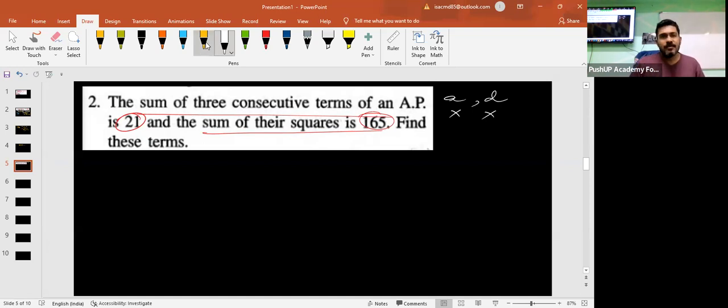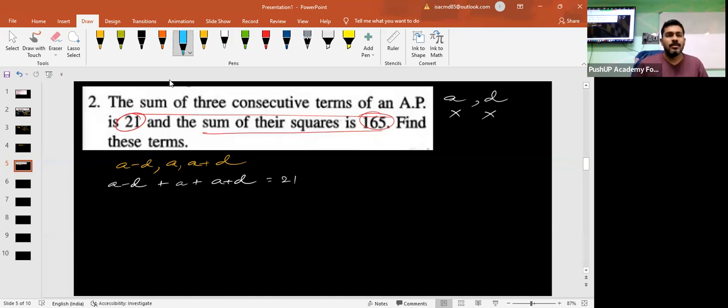All right, let's start solving it. The sum of 3 consecutive terms. First of all, let us write the 3 terms of this AP: A minus D, A and A plus D. Now, they are telling you the sum of these 3 terms. That means A minus D plus A plus A plus D would be equal to 21. Once you write this, you will get a scope of simplification. Minus D and plus D will get eliminated. What is A plus A plus A? It is 3A, which is equal to 21. So what would be A? A would be 21 divided by 3, and that is equal to 7.